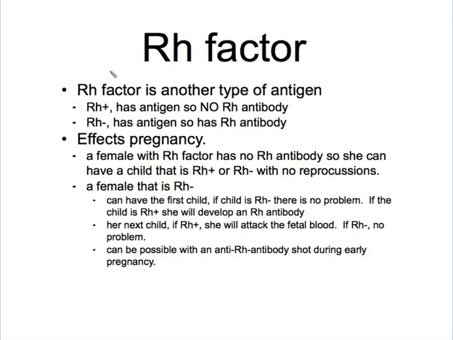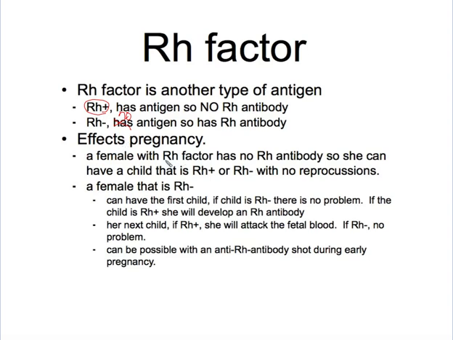Speaking of Rh factor, this is a different type of antigen. And so it does the same thing as type A. So they could have made it type C if they wanted to. But they didn't. They decided to call it something else because it is found on all types of blood. And so if you are Rh positive, you have this Rh antigen, so there is no Rh antibody. If you're Rh negative, you do not have the antigen, no antigen, so it does have an Rh antibody. This becomes really important when we talk about pregnancies and having kids.